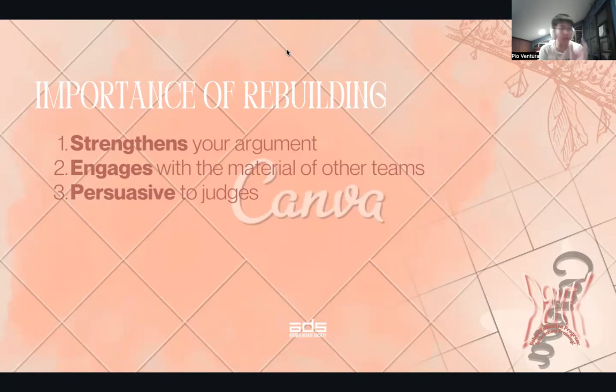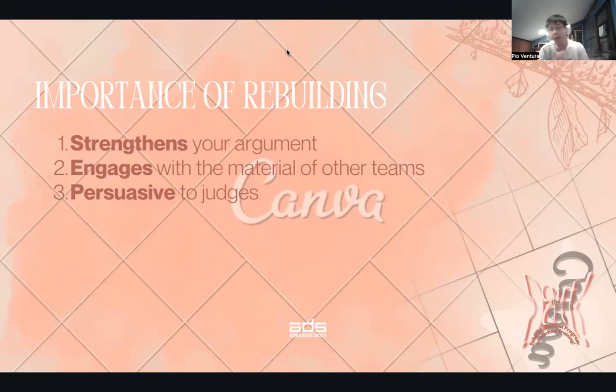I think being able to engage with the material of other teams also allows you to hedge against judges maybe not voting for you, or judges maybe not giving you as much credit because they don't feel as if you're able to sufficiently show why your material is better.